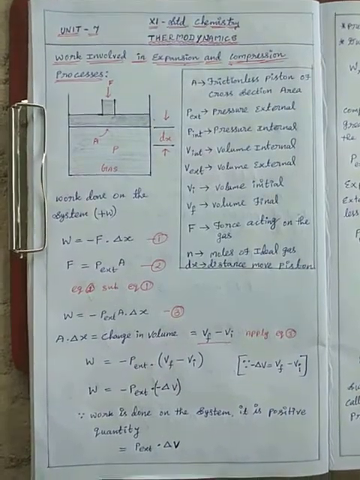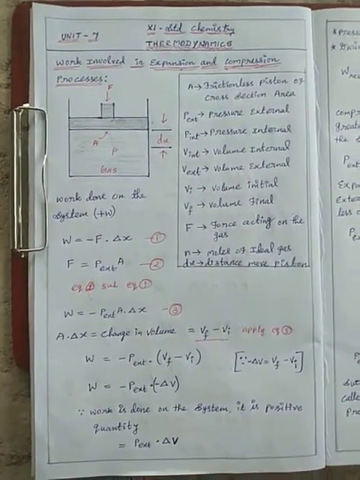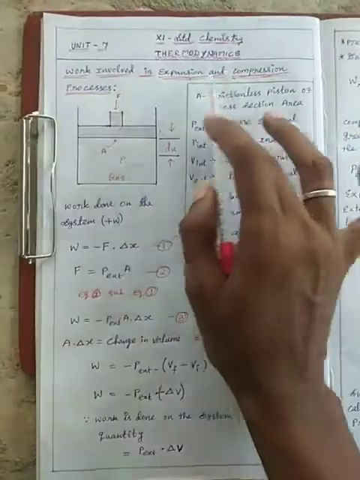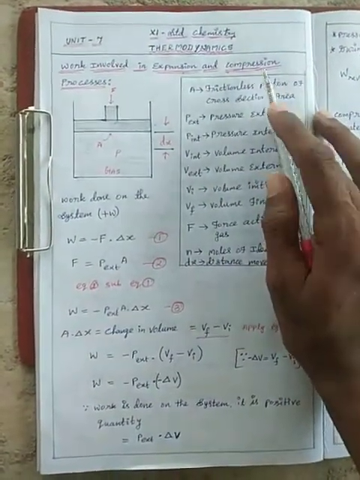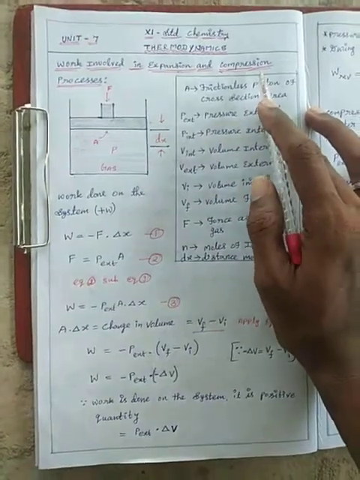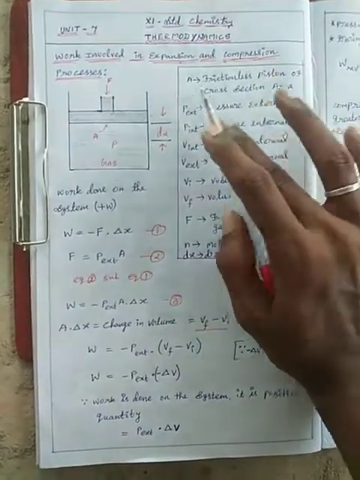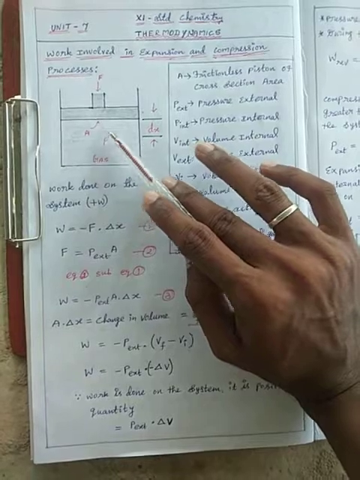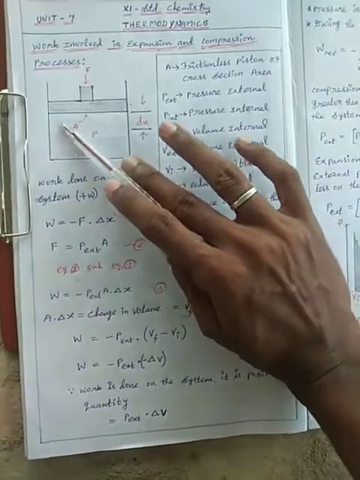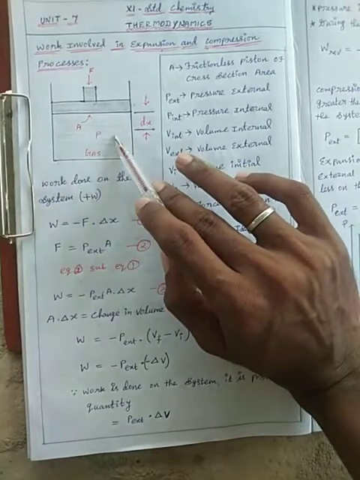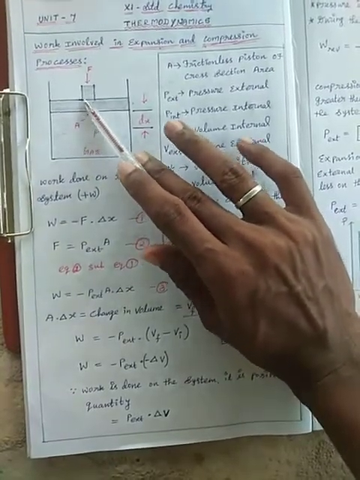In this session on thermodynamics, we discuss the work involved in expansion and compression, and how the expansion and compression processes act on the gas molecules with pistons. See the diagram: we imagine a cylinder, and inside it the gas molecules occupy the space along with the piston.